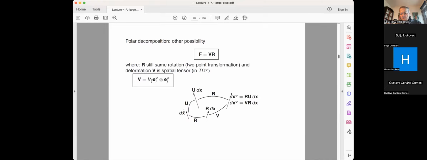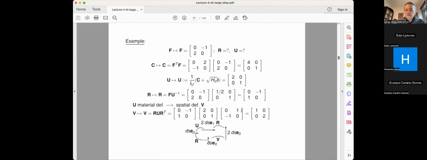So here's a picture that I presented before, going from dX to dx. Either I first stretch it in the initial configuration, and then I take it with the two-point tensor transformation R to a final position, in which case I write this as R times U times dX. Or I first rotate it to take it to the deformed configuration, and then I stretch it to put it in the final position, and I write this as V R times dX. So you can see that these two are not necessarily the same. Let me illustrate this in a simple setting.